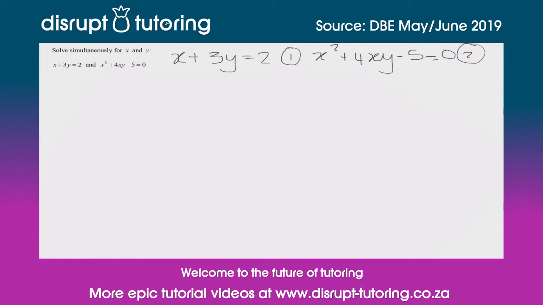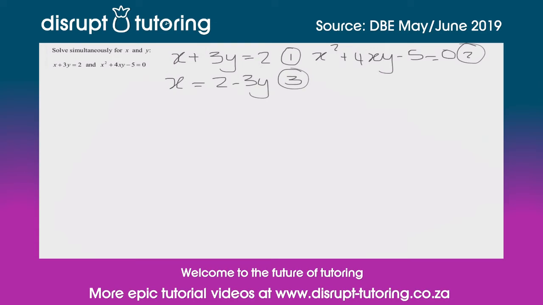Now what I need to do is try and solve for one of these such that x or y is the subject of the formula. Now I can see that 1 is a little bit easier to work with, so I'm going to solve for x there, and that's going to give me 2 minus 3y, and I'm going to call that equation 3.